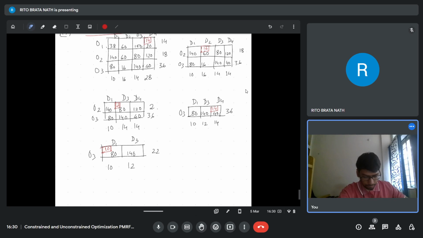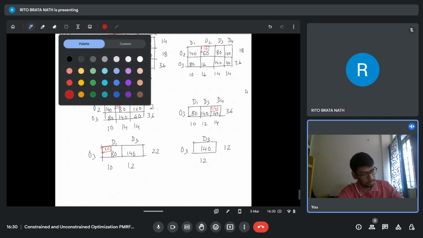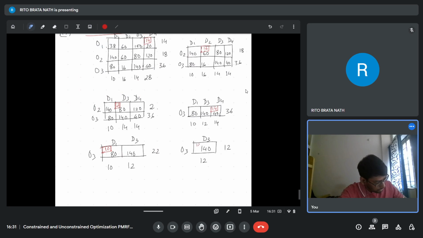And finally, what you'll be left with is, now you can delete that column, and let me draw the final one. So this is D3, this is O3, this is 140, this is 12, this is 12, and it's just you have to give 12 here. So let's write down the allocations.